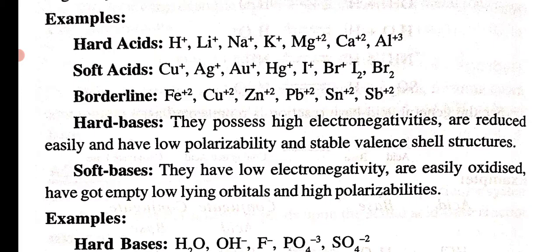Hard bases possess high electronegativities, are reduced easily, and have low polarizability and stable valence shell structures. Soft bases are less in electronegativity, easily oxidized, have empty low lying orbitals, and high polarizability.